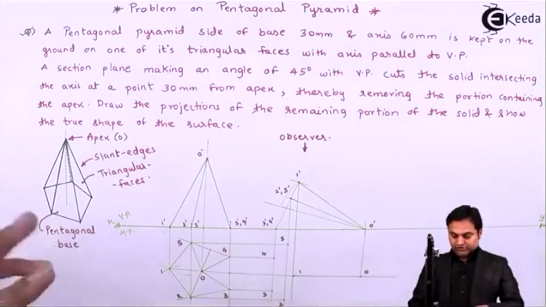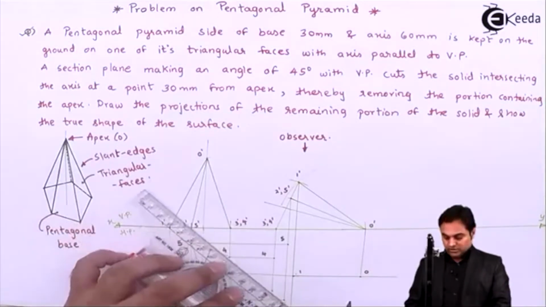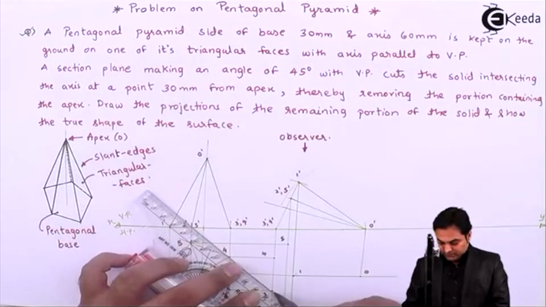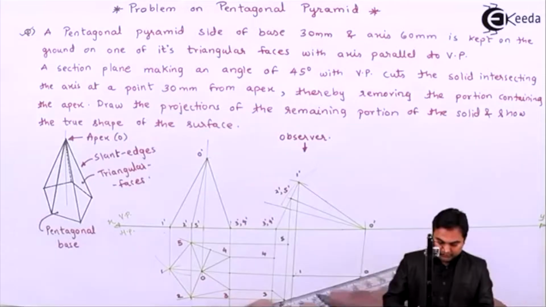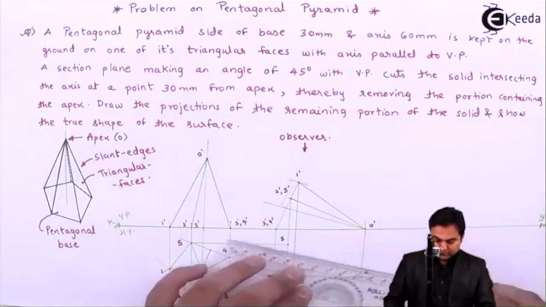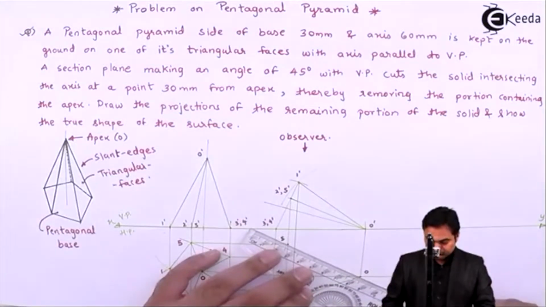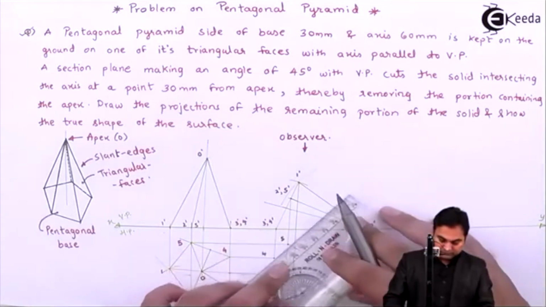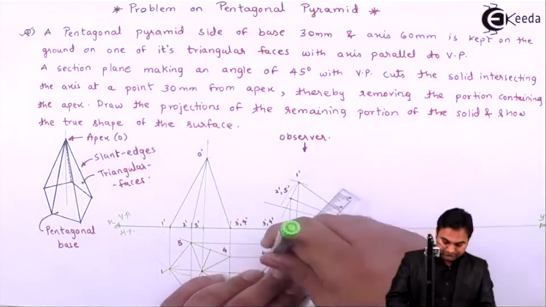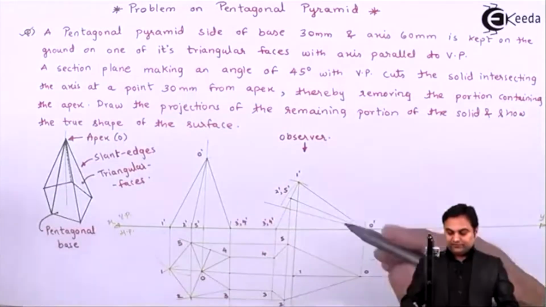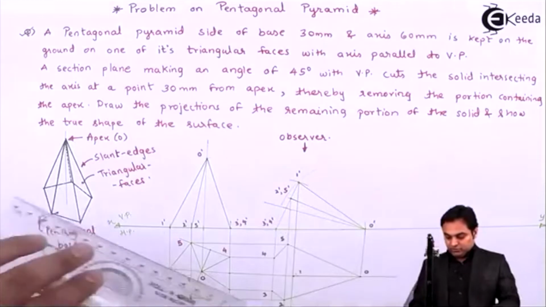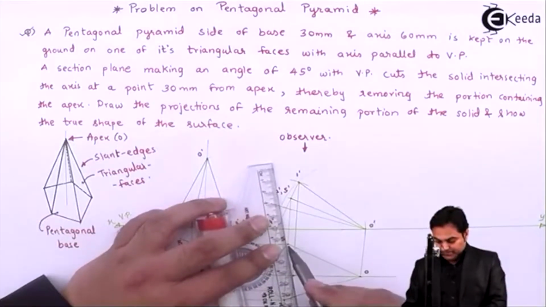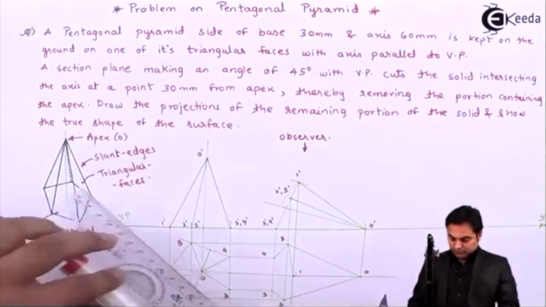Next, joining these points in the proper sequence, outlines should be made dark. 2 to 3 will be connected, 2 to O will be connected. Similarly, O to 5, 5 to 4. Now when we are looking as an observer, this entire base is visible. So 1 to 5 will be connected and 1 to 2.